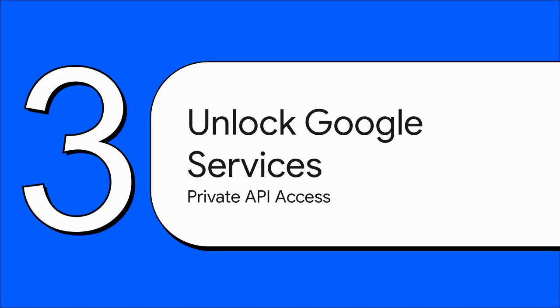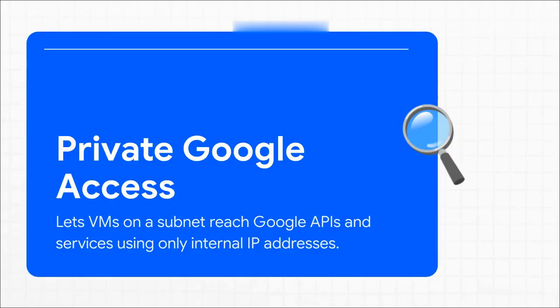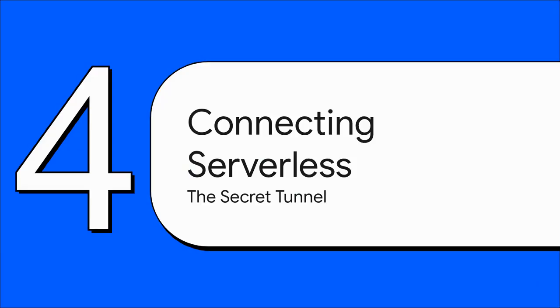But what if our services inside the VPC need to talk to Google's own APIs, like Cloud Storage or BigQuery? Well, that brings us to Section 3, unlocking private Google services. Private Google Access is the tool for this job. It's really just a simple switch you flip on a subnet. What it does is route all traffic headed for Google APIs through Google's own private backbone network, instead of the public internet. This means your VM, with no public IP at all, can securely grab a file from a Cloud Storage bucket, and that traffic never, ever leaves Google's network. Pretty cool, right?